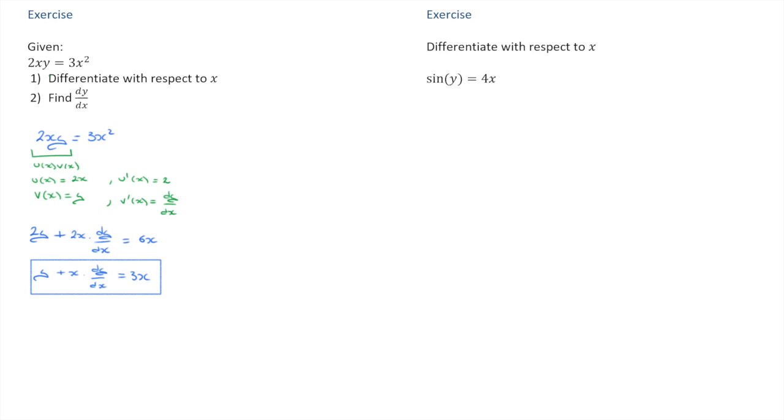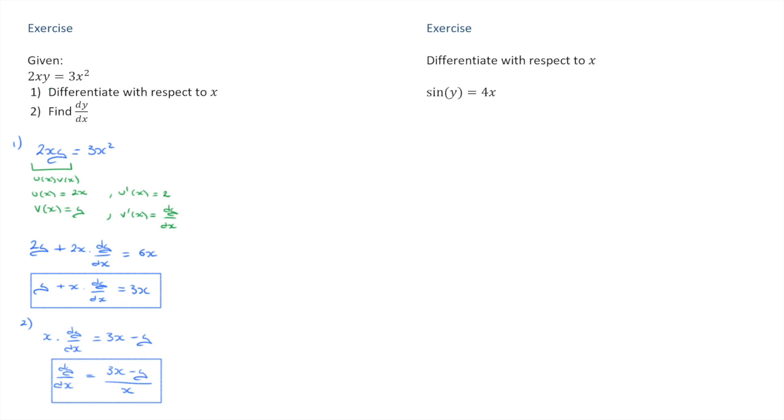Now for the second question, that was question 1, the second question was to find dy/dx. And in fact, that's quite simple. All we need to do is rearrange the expression we just found and boxed to make dy/dx the subject. And we do this as follows. Subtracting y from each side leads us to x times dy/dx equals 3x minus y. And finally, dividing both sides by x leads us to dy/dx equals (3x minus y) over x. And there we have it. We have the expression for the derivative dy/dx.